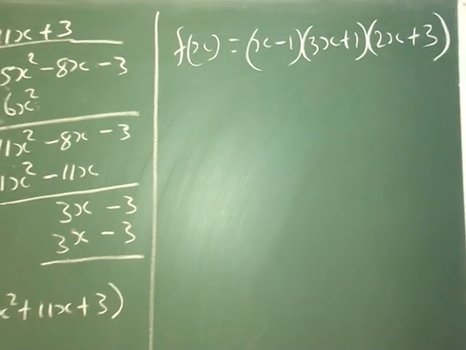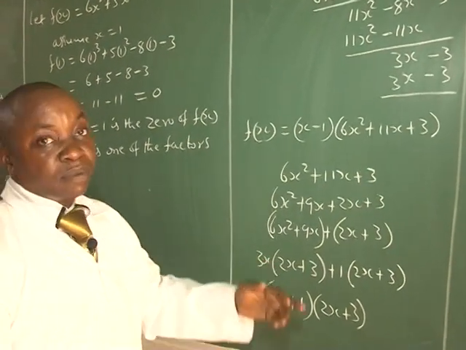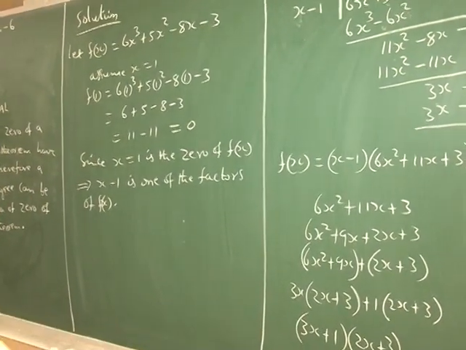So you can see how the zero of polynomial and the factor theorem can help us to factorize a particular polynomial. This is how it is done.